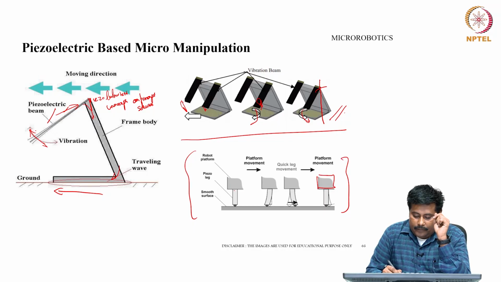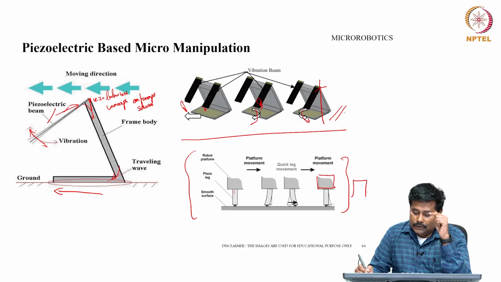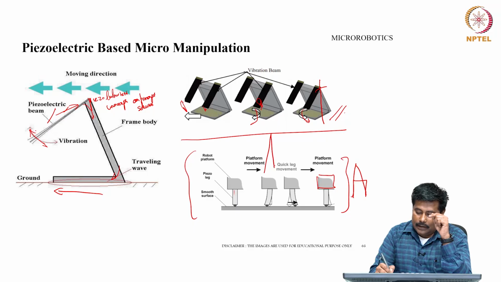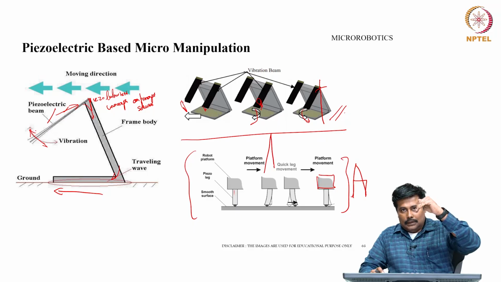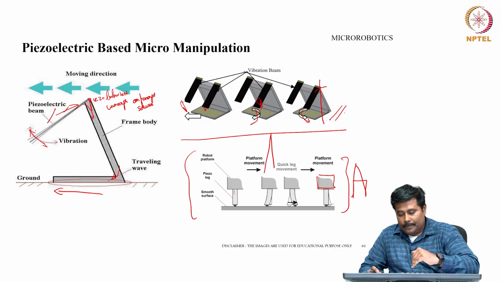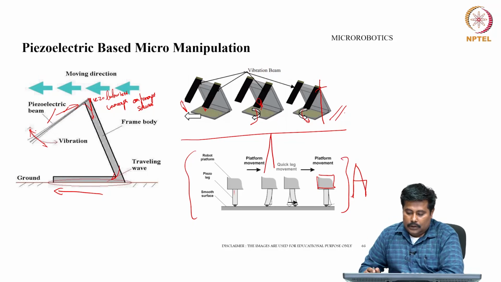Over this robotic platform, we have a piezoelectric structure in the form of a piezo leg, and then there is a smooth surface. So here, instead of vibration, it is going to be a single step exerted on the surface. This single step will create a stick, and then it will create a slip.